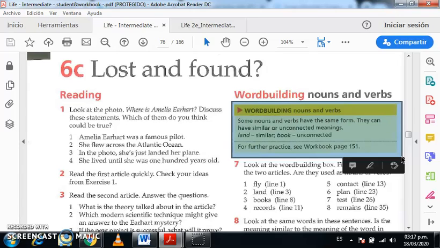They are unconnected. So for example, content and content. Content is the subject matter, is a noun, and content is to satisfy, is a verb. Or we have desert and desert. Desert is the barren region, and desert is to abandon.